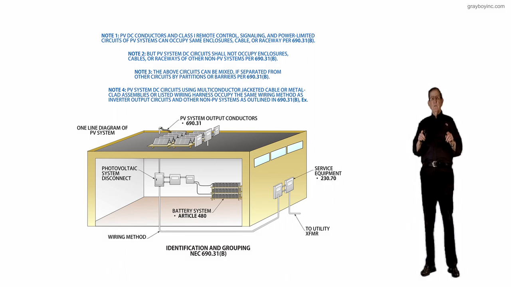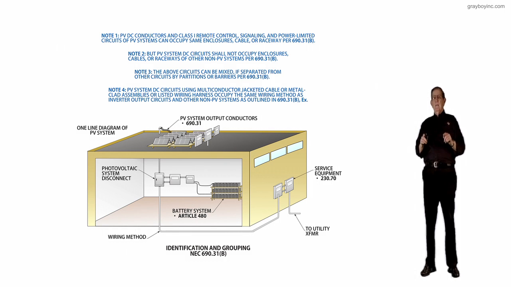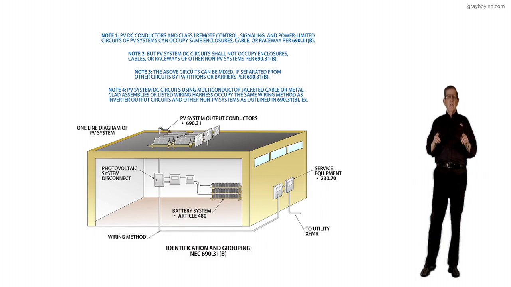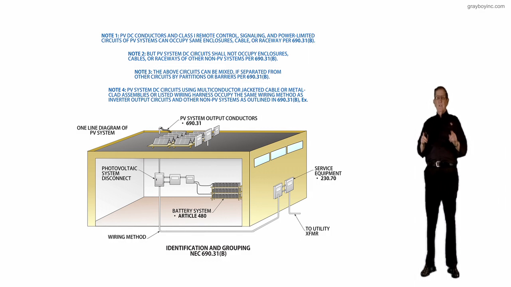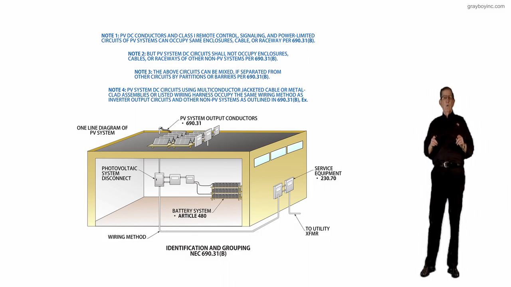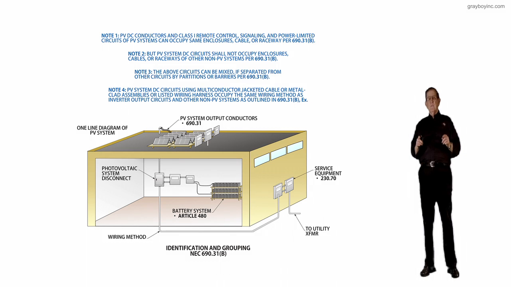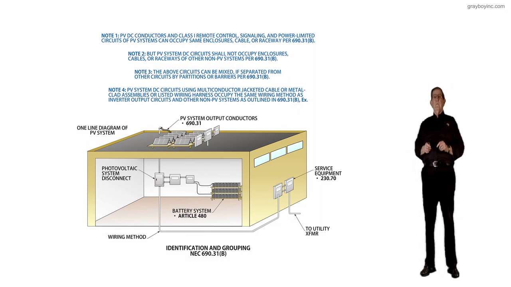An option was added for barriers in addition to partitions. An exception was added for other multiple conductor cable assemblies listed for such application in the same wiring method. A barrier is a more generic term than partition and would allow approved methods to keep these circuits from direct contact.